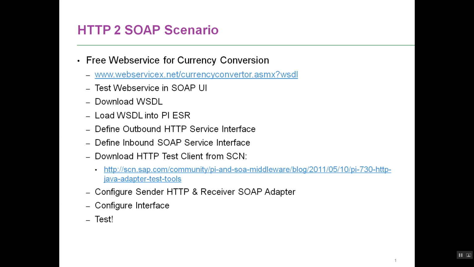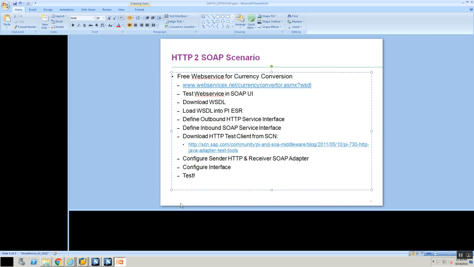Once you've done all of these configurations, we will then download a test client, because like in the previous exercise, when we were building our SOAP to RFC scenario, we used SOAP UI as the testing client to trigger the SOAP call. In this case, we need to use an HTTP test client, and we are going to download it from the SAP Service Marketplace, the SAP Community Network, SDN. We will be using this blog, and we will be downloading the data there. Once we have done that, we are going to test our scenario. So with that, let's get started.